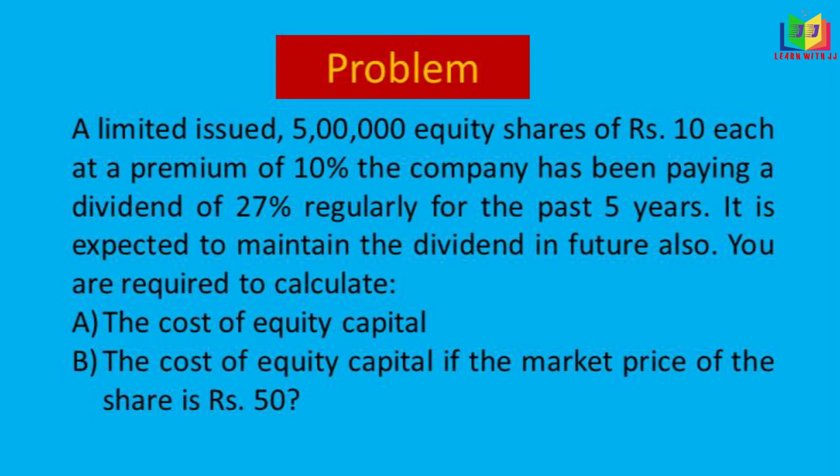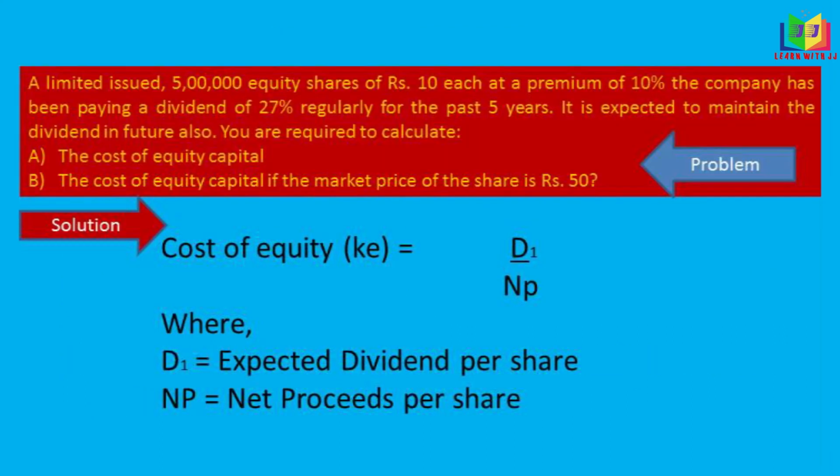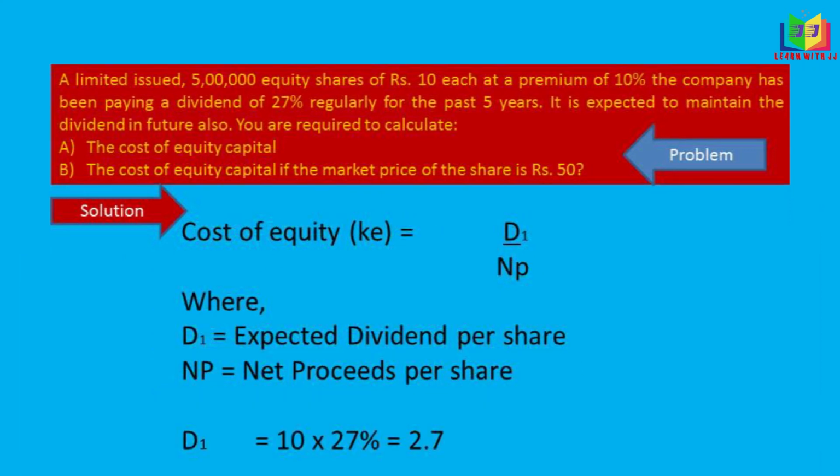Here it's given that the new issue of shares is made at a premium of 10%. For calculating cost of equity for new issue, the formula is D1 divided by NP. D1 here is expected dividend per share. The company is paying a dividend of 27% regularly, and it is expected to maintain the same rate of dividend. So dividend per share is equal to 10, that is the face value, into 27 percentage, we get 2.7 per share.